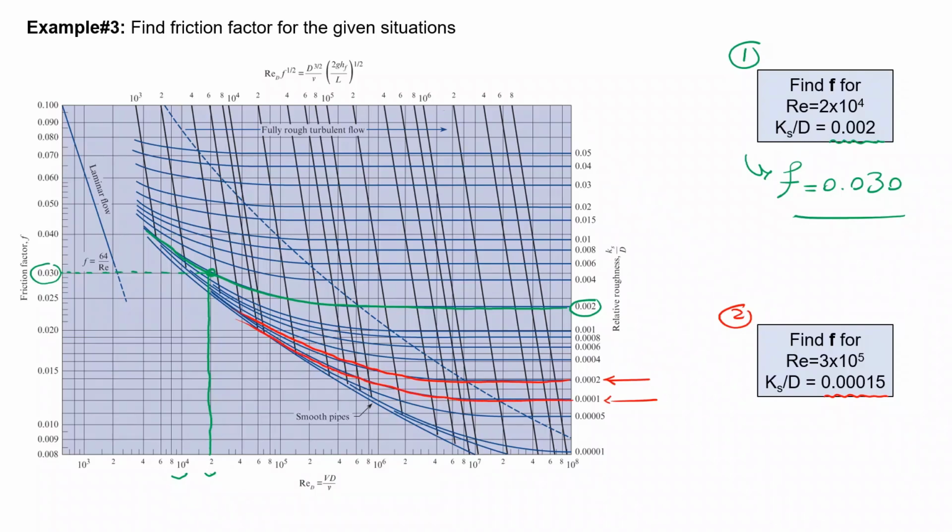Now, next, find your Reynolds number. Reynolds number would be 3 times 10 to the power 5. So first I'm going to find 10 to the power 5, and then 3. It would be over here. And then I'm going to go up until the line crosses my two considered lines. I'm going to go up like this. Perfect. So it crosses the upper line over here and the lower line over here. So I am going to continue that, and continue this one as well.